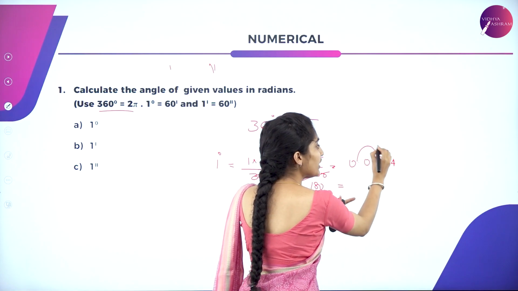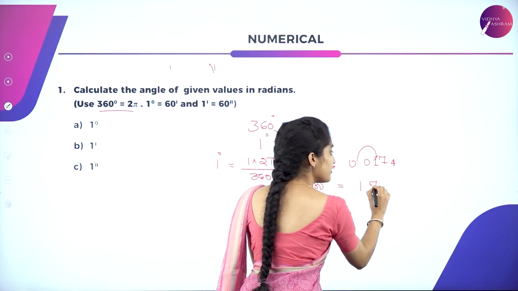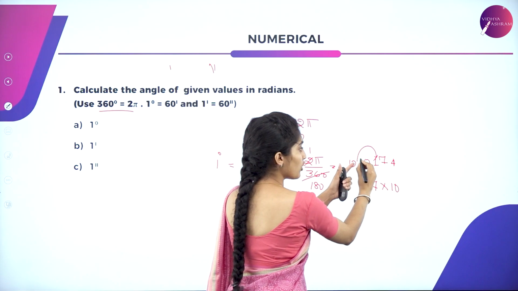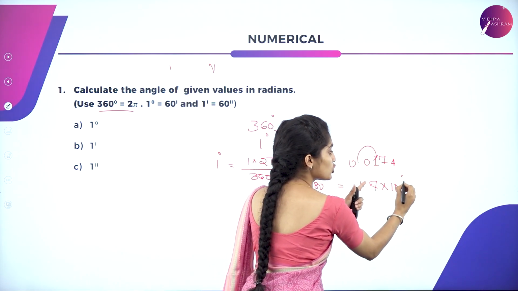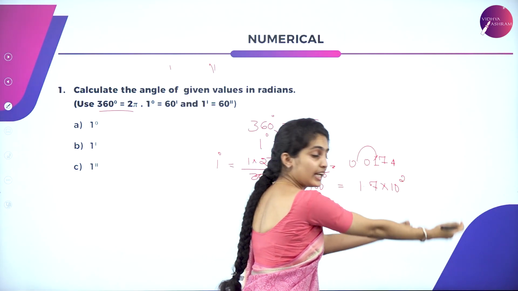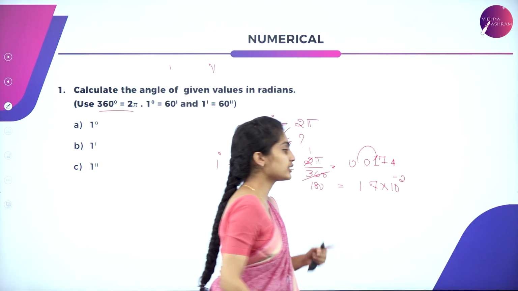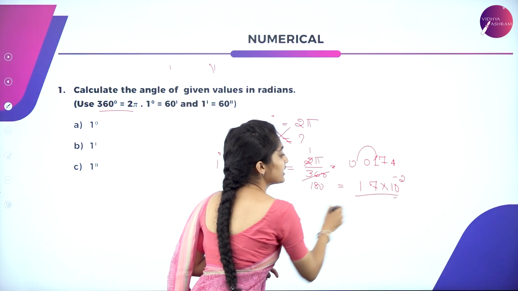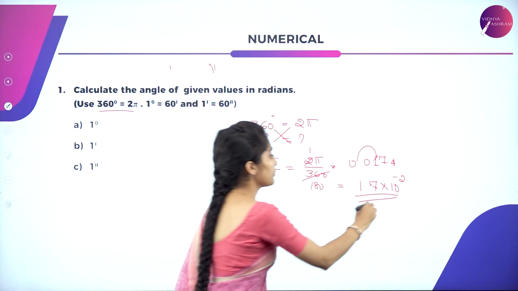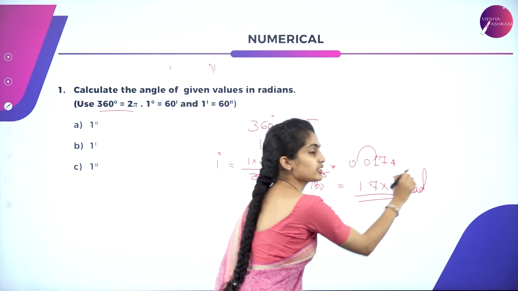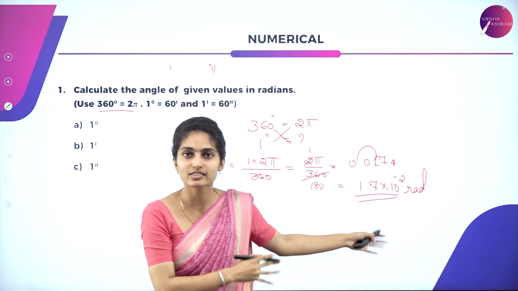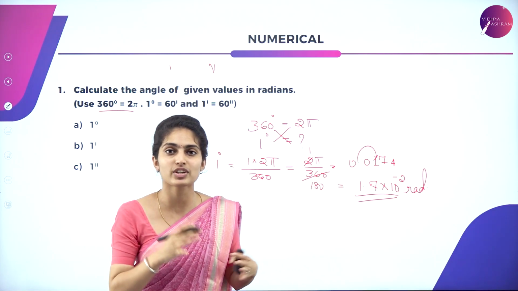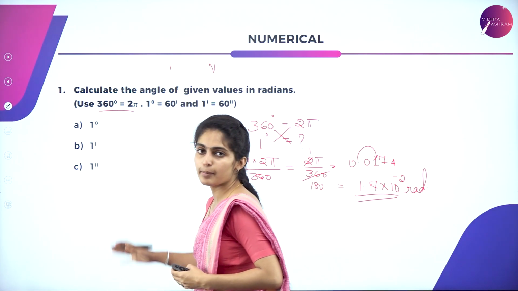So it is 1 and 2. So it is 1.7 into 10 raised to, you're shifting 2 places. Since you're shifting to the right side, it is minus. So 1.7 into 10 raised to -2 is the radian which you are getting. So it can be represented in units. It is not dozens, liters, meters, nothing. It is radians because you're measuring the angle. So this is all about 1 degree.